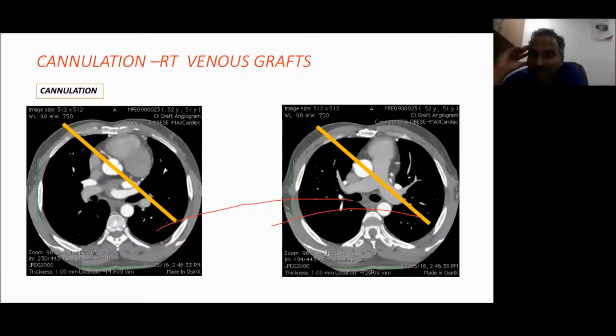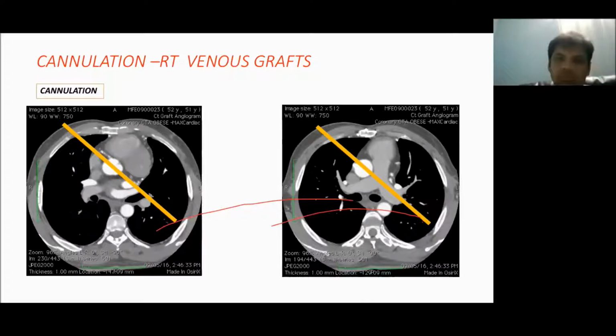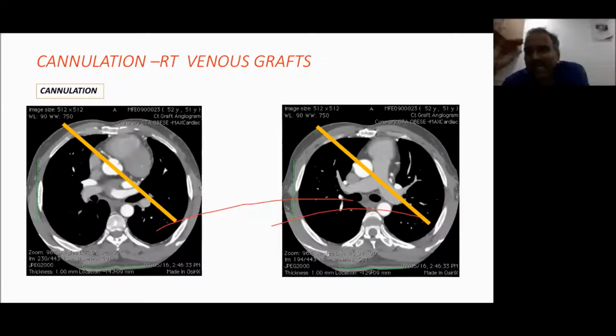So in such scenarios, most often I'll try for 5-10 minutes to inject into that graft. If I don't get it, I'll come out. I don't try too much to cannulate those kinds of grafts. But if you look at that graft flow and there is no sign of competitive flow, that says the graft is totally occluded. Yes, sir.